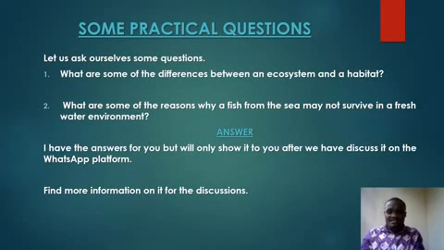Now let's ask ourselves some practical questions. Let's look at what differences can we cite between an ecosystem and then a habitat. What are some of the differences? And what are some of the reasons why a fish from the sea may not survive in a freshwater environment? Let's find out more and then we will discuss it on our WhatsApp platform. I have the answers for you, but we will have to discuss it.